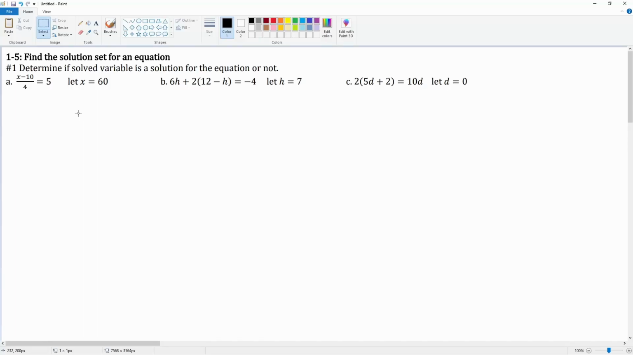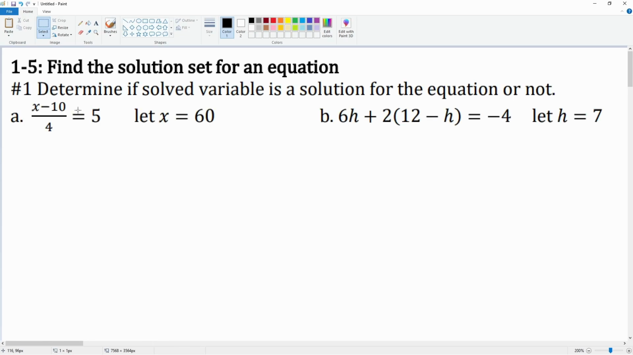Problems 1-5, find the solution set for an equation. Number 1 asks us to determine if the given value of the variable is a solution for the equation or not. We need to plug in the value into the equation to see if the left side matches the right hand side. Let's take a look at A here.